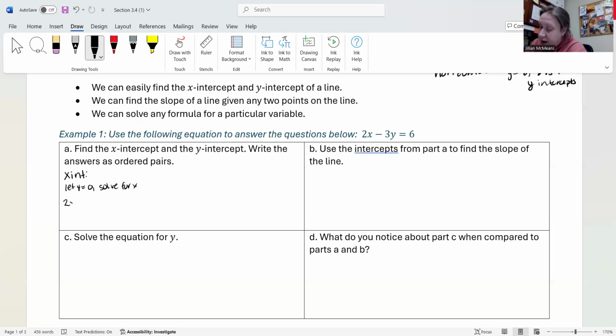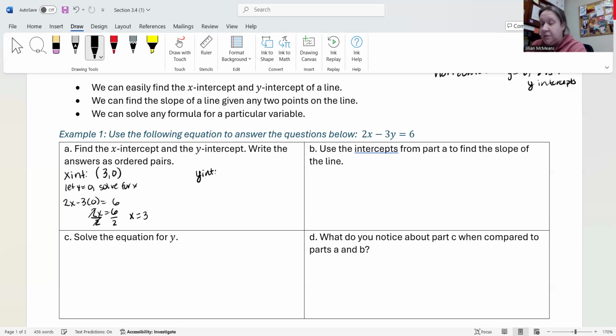So I'm going to take 2x minus 3 times 0, because y is 0, equals 6. Well, 3 times 0 is just 0, and 2x minus 0 is just 2x. So I get 2x equals 6. Then I need to divide both sides of this equation by 2, to undo the multiplication of 2 and x. 2 divided by 2 is 1, 1 times x is just x, and 6 divided by 2 is 3. So the ordered pair for my x-intercept for this equation, 2x minus 3y equals 6, would be (3, 0).